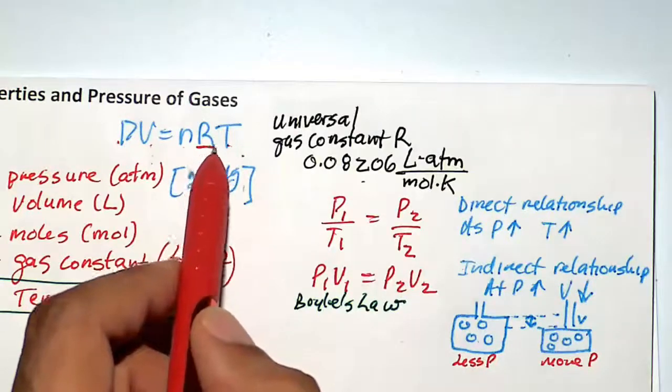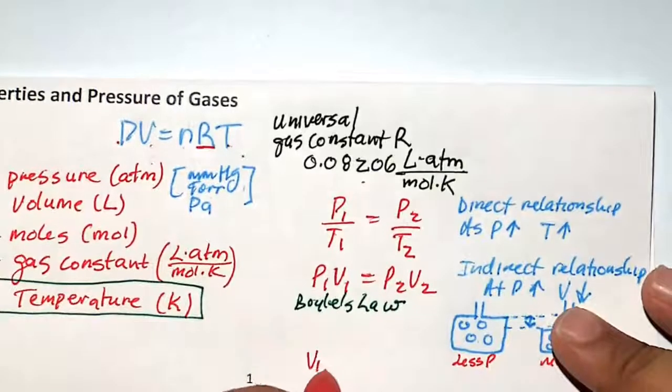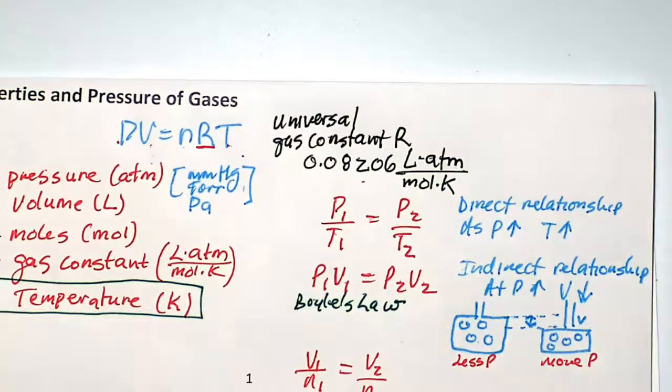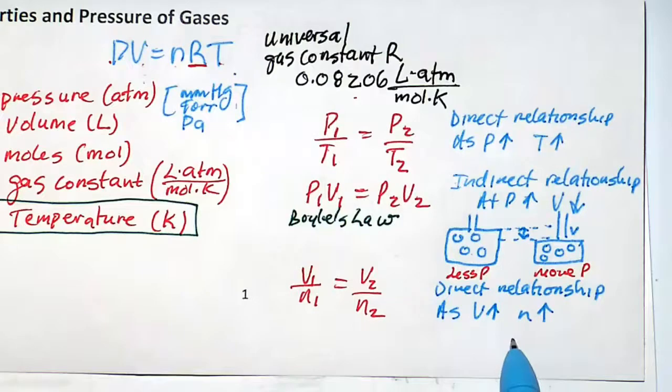Let's look at another relationship where we keep our pressure constant, our temperature in Kelvin constant, and we have V equals n. We'll divide by n and we'll get V1 over n1 equals V2 over n2. This is known as Avogadro's law, and it expresses a direct relationship. As your volume goes up, your number of moles goes up. Think of inflating a bicycle tire. If you're inflating a bicycle tire, you're inflating it with air. And what's going to happen to the volume of that bicycle tire? Well, it will inflate, so hence it's going to increase in volume. So this is known as Avogadro's law.